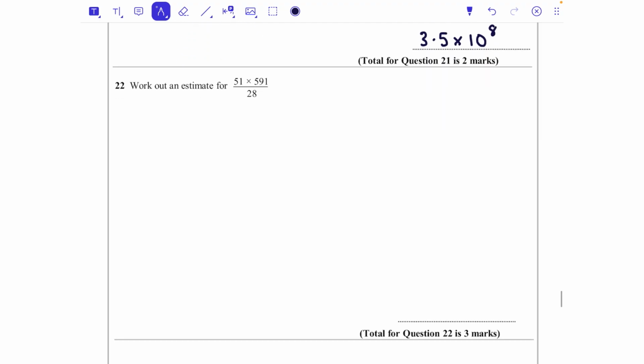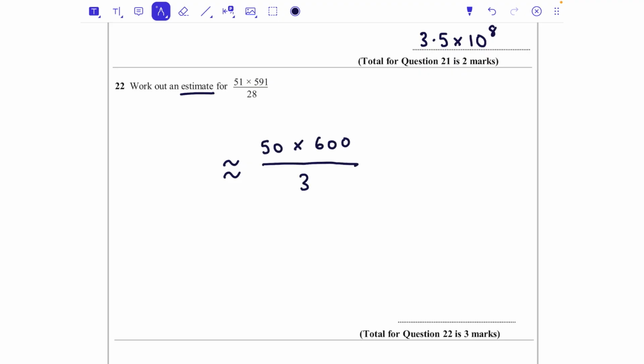Question 22, and again really common on the non-calculator paper, is to work out an estimate for 51 times 591 divided by 28. Now when we are estimating, we round each value to one significant figure. So we're going to say this is roughly equal to 50 times 600 divided by 30. Now 5 times 6 is 30, make it 10 times bigger and 100 times bigger for each of these values here for the zeros, and then divide that by 30.